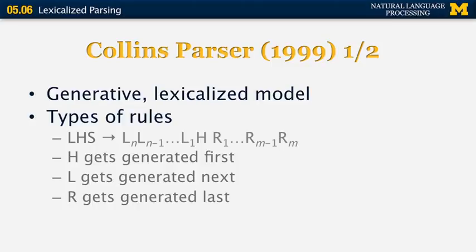So the generative model goes as follows. H gets generated first. Then all the L's get generated right to left from 1 to N. And then finally all the R's going left to right from 1 to M.